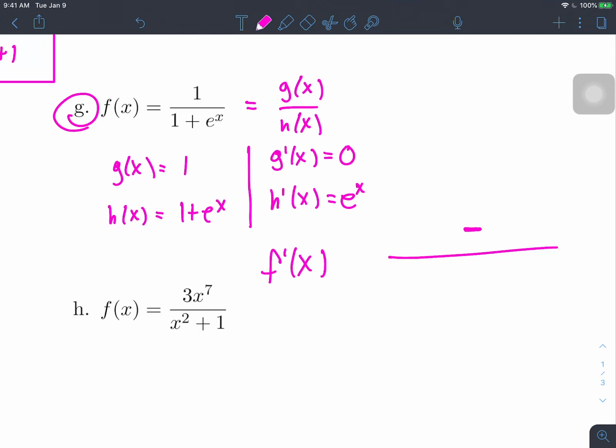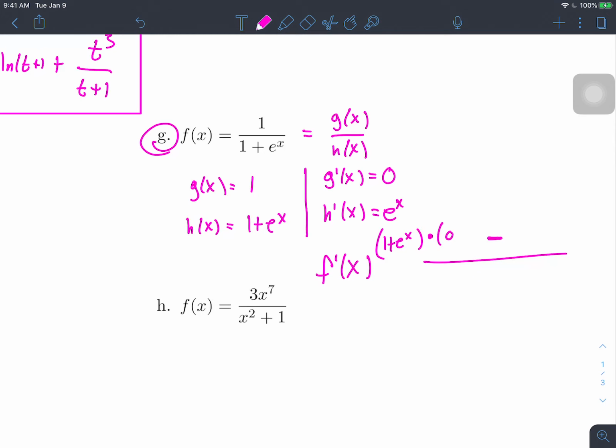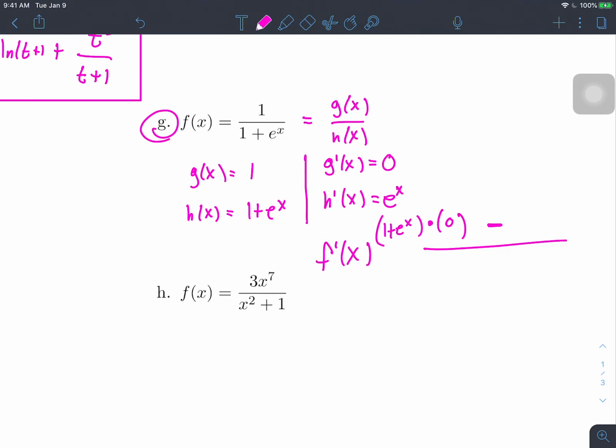So first I leave low alone. That's 1 plus e to the x. And I should multiply by d high. Well, d high is the derivative of the top function, which is g prime of x, which is 0. And now I subtract from that high d low. The top function, the high function, is 1. And then d low will be the derivative of the denominator. So that's just e to the x.